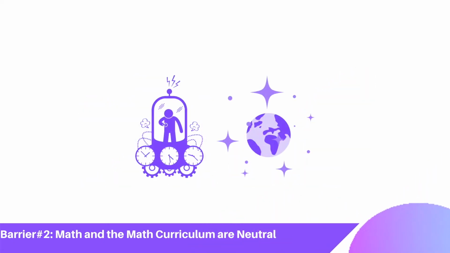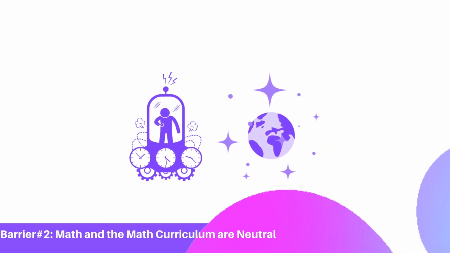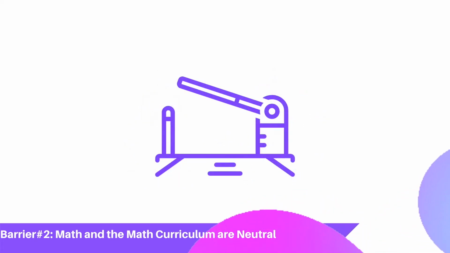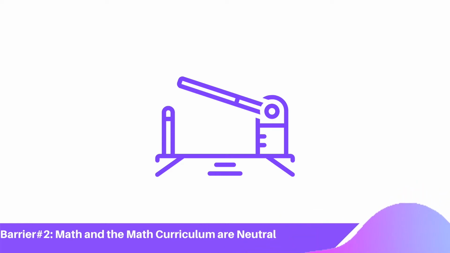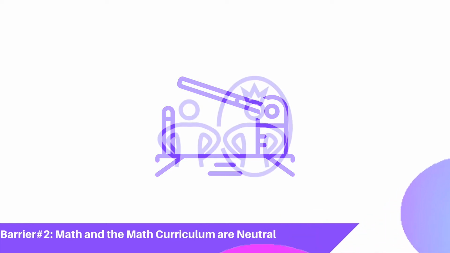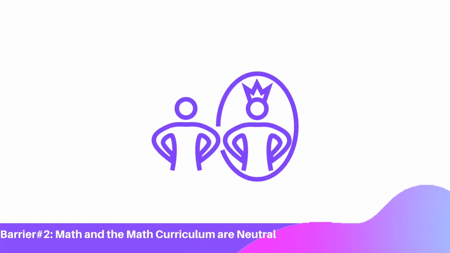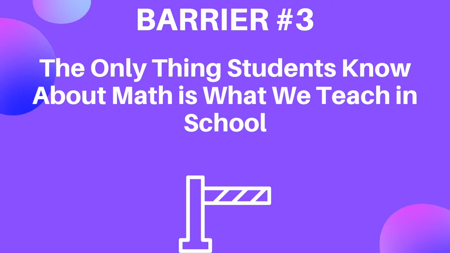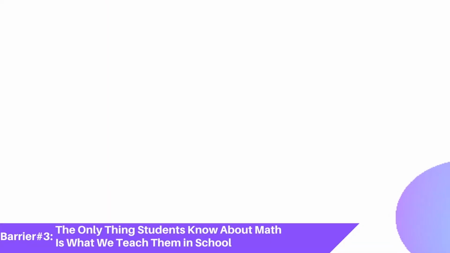When educators learn and embed the history and perspectives of other civilizations and cultures, this provides a richer and more inclusive understanding of mathematics while nurturing positive, affirming views of all students and their communities. Barrier number 3. The only thing students know about math is what we teach them in school.